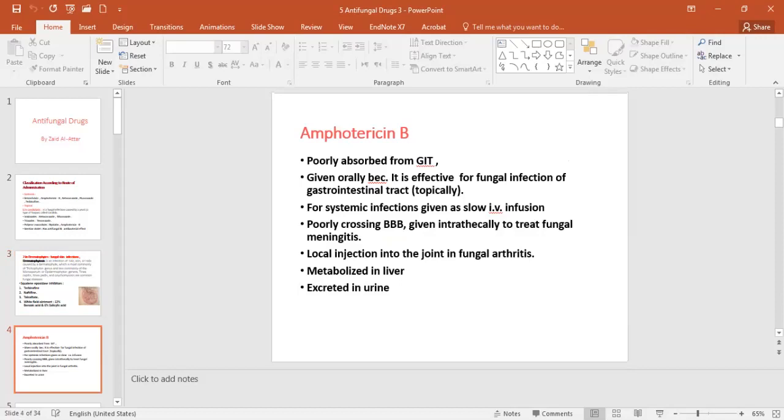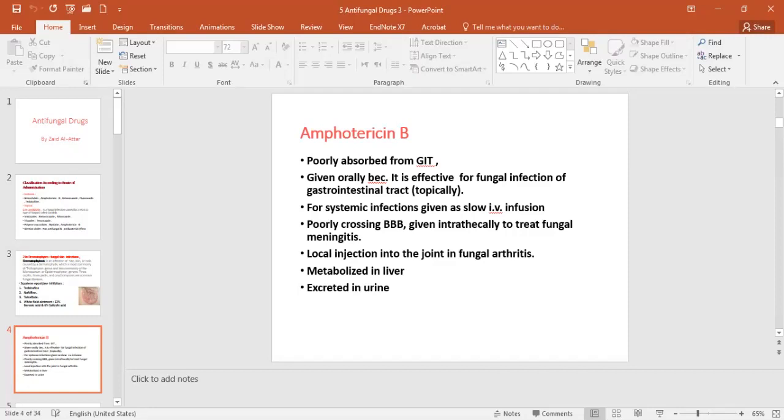Now we come to these drugs in detail. First we have the Amphotericin B. It's poorly absorbed from GIT and given orally because it's effective for fungal infections of gastrointestinal tract. احنا صحيح اللي نعطيه orally لكنه هو it's poorly absorbed. It has يعني systemic effect ماله ضعيف. إذا أريد يعني أعطيه orally ما يحصل good absorption. فهنا راح يصير effect مالته تقريبا mainly it is inside GIT, so it's a kind of topical effect.